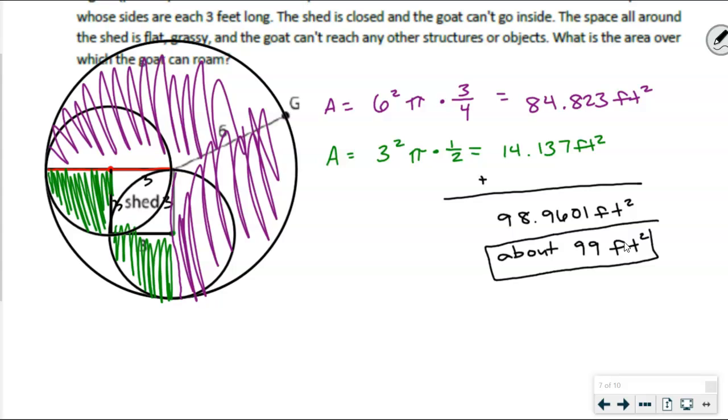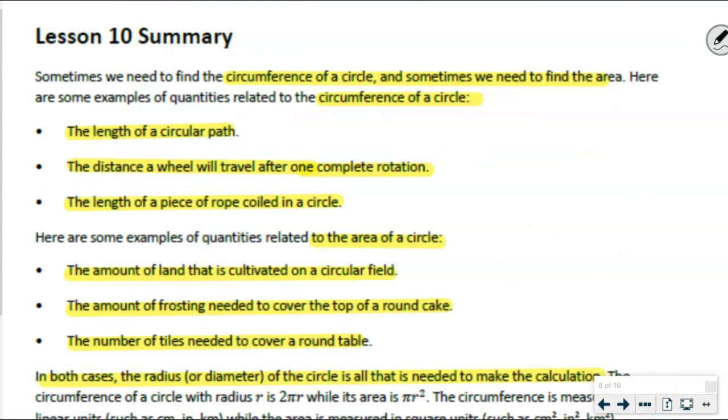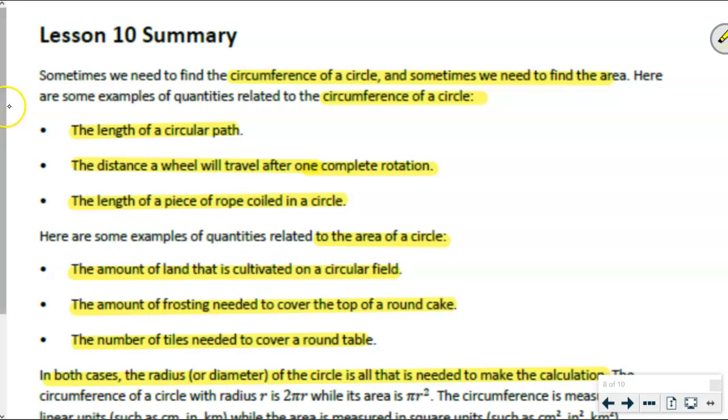All right, let's summarize. I've already highlighted the important parts. In our Lesson 10 summary, we have seen that we have practiced circumference and we have practiced area. We've seen them in stories now as well. Sometimes a story is going to give a situation where we need to find the circumference of a circle, such as the length of a circular path, the distance a wheel would travel in 1 complete rotation or in 5, the length of a piece of coiled rope, etc.